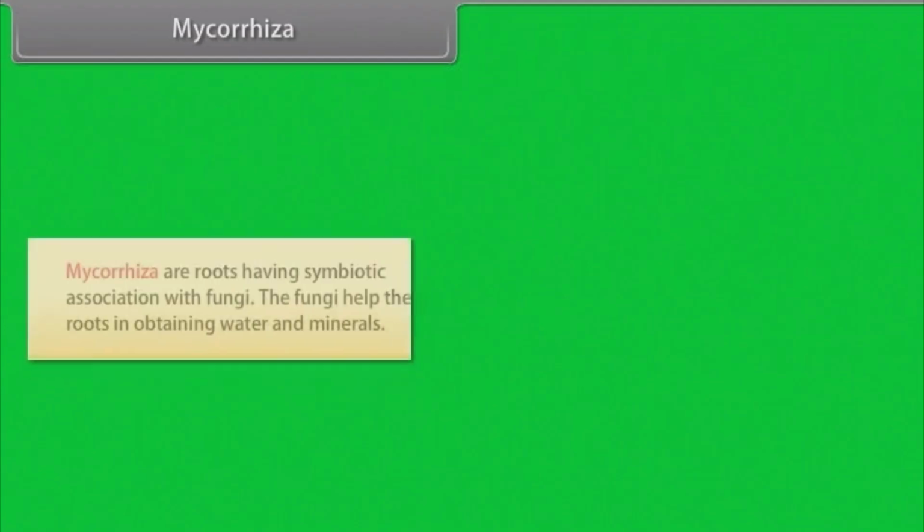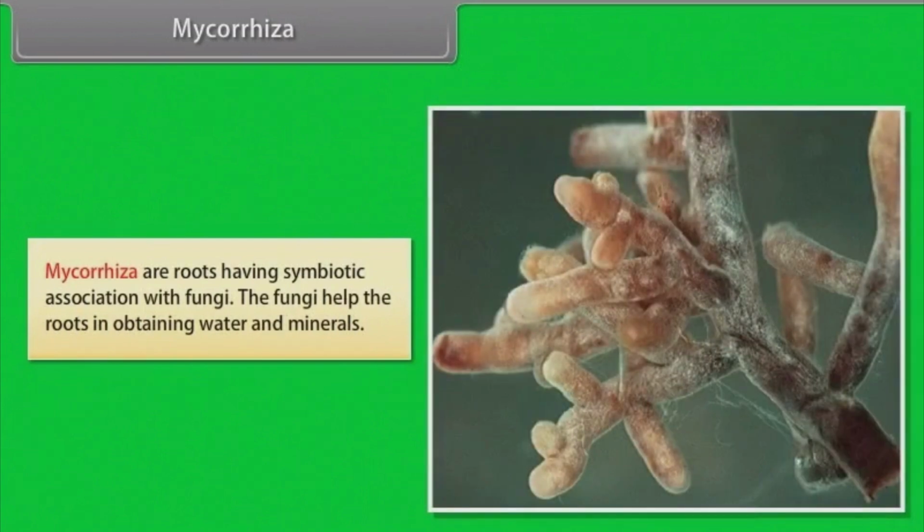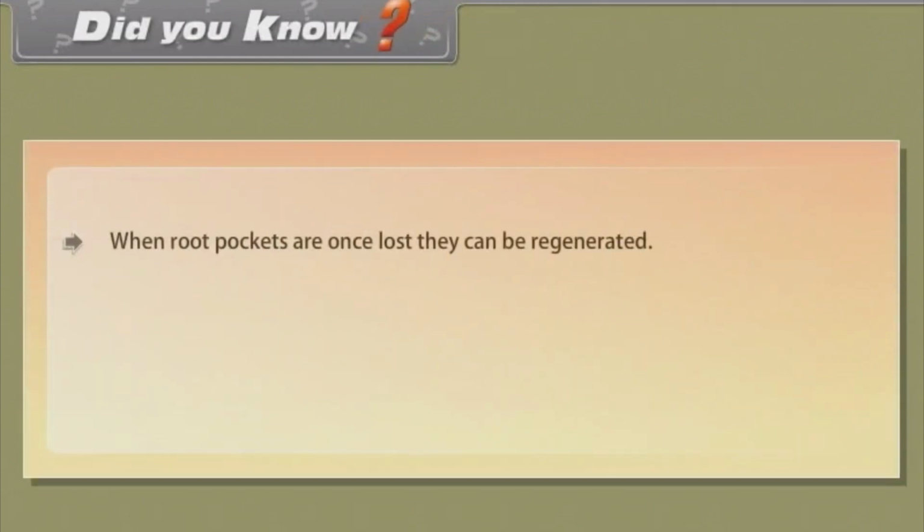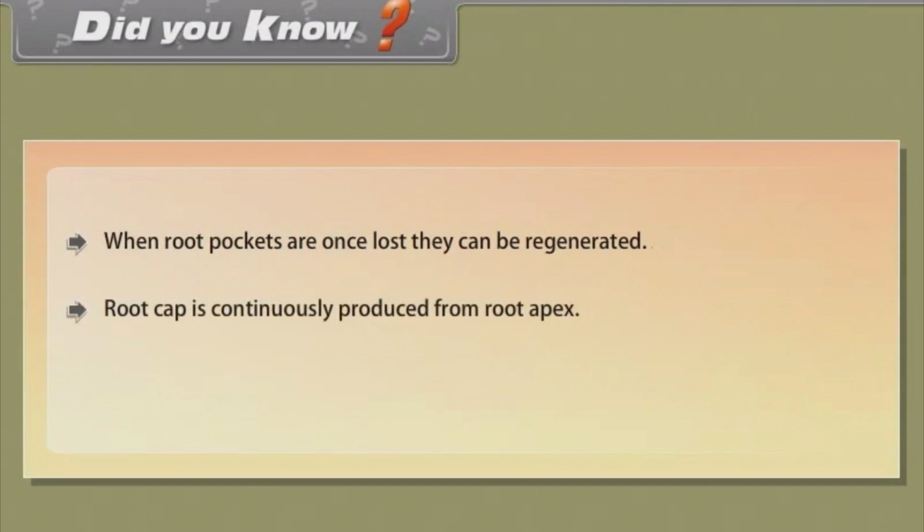Mycorrhiza. Mycorrhiza are roots having symbiotic association with fungi. The fungi help the roots in obtaining water and minerals. Did you know? When root pockets are once lost, they can be regenerated. Root cap is continuously produced from root apex. Podostemon is made up of only roots.